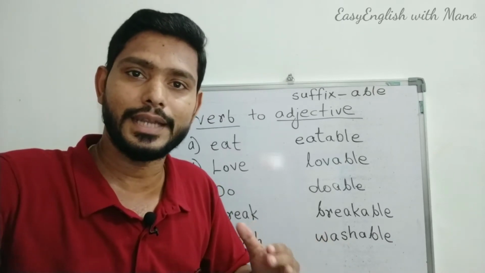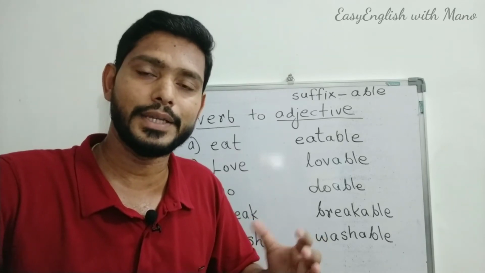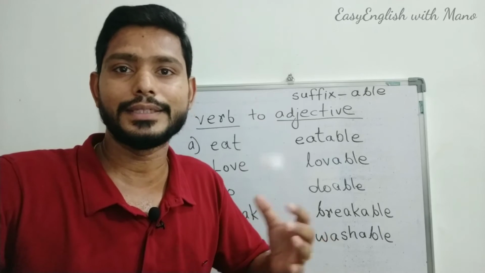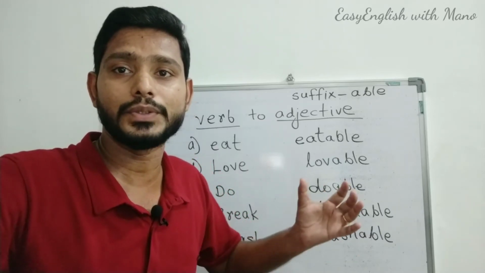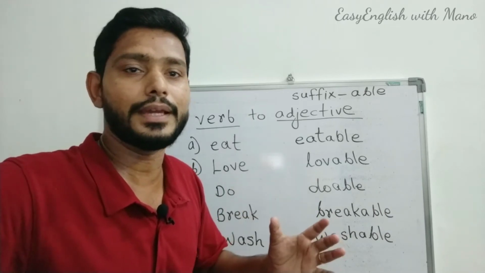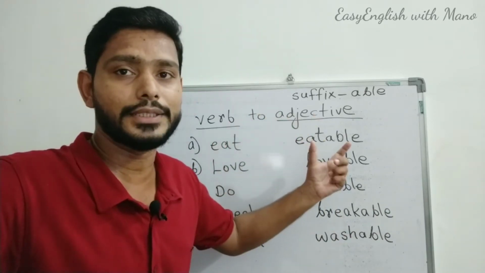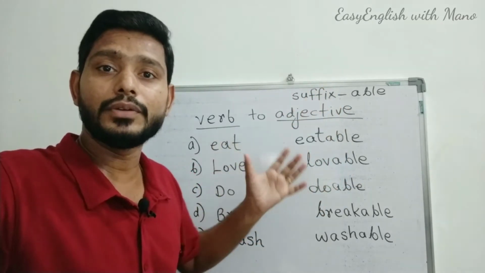Today in this lecture I am going to share with you some very basic and easy understanding of grammar, and this video is for some students who asked me how we can change a verb into an adjective. So this is the first part of the video, with a rule that we can change a verb to an adjective by placing a suffix at the end of some particular verbs.